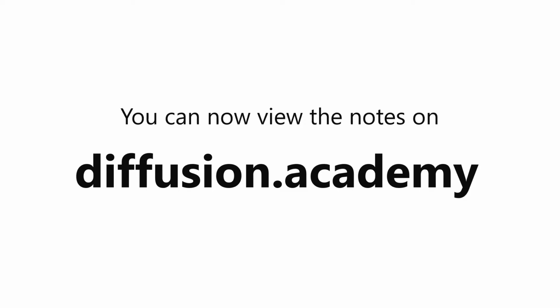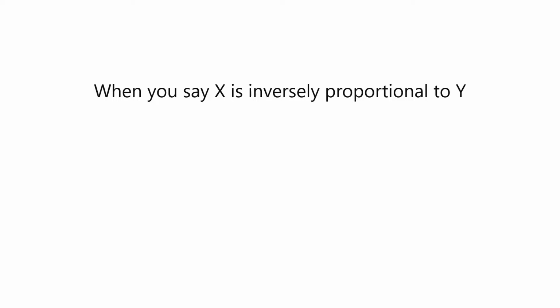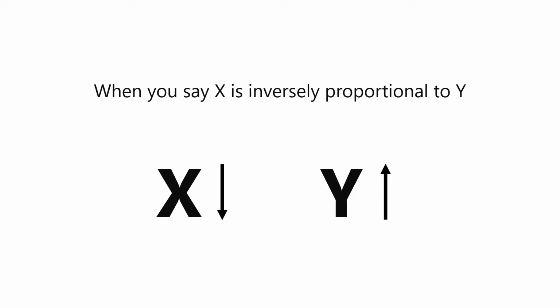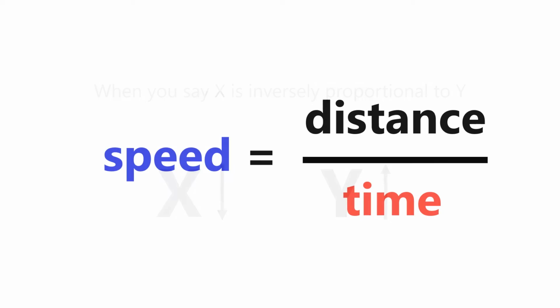Two variables are inversely proportional when one variable decreases at the same rate that the other variable increases. Let's look at speed and time. Speed is equal to distance over time. When the distance is constant, if speed increases, time needed to travel the same distance would decrease. On the other hand, if the speed decreases, time needed to travel the distance would increase.